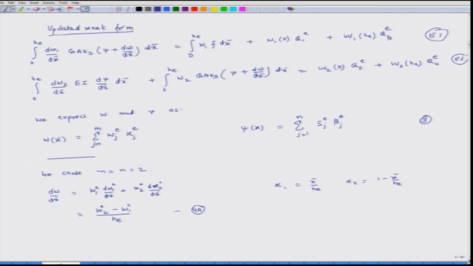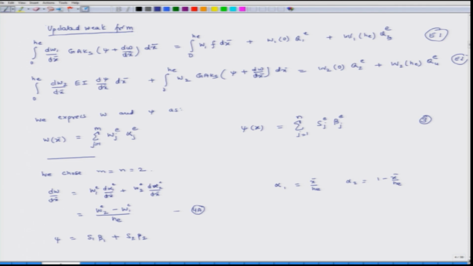Also, let us look at rotation. So, rotation equals S1 beta 1 plus S2 beta 2, where I have called them betas. Okay. And beta 1 and beta 2 depend on x, they change with x. So, S1 and S2 are constants, beta 1 and beta 2 are functions of x.